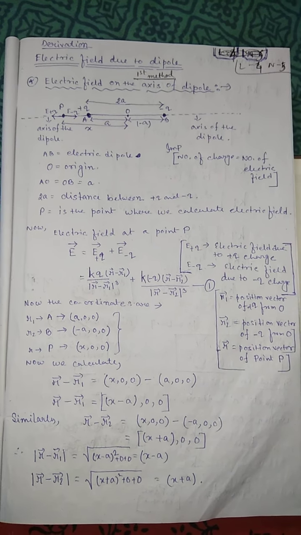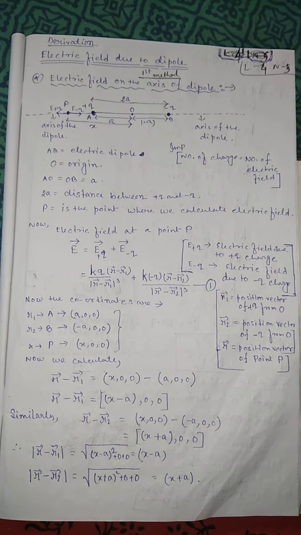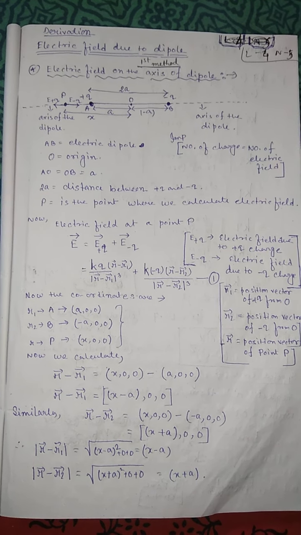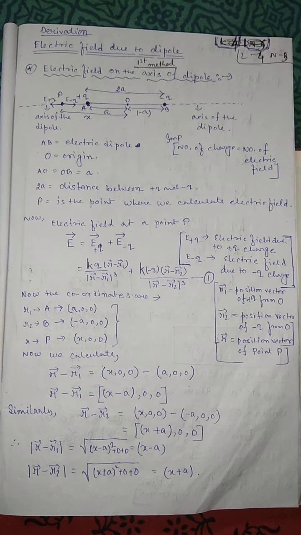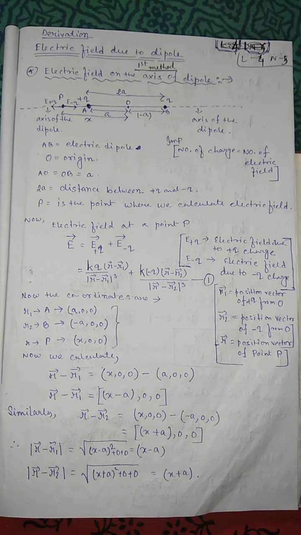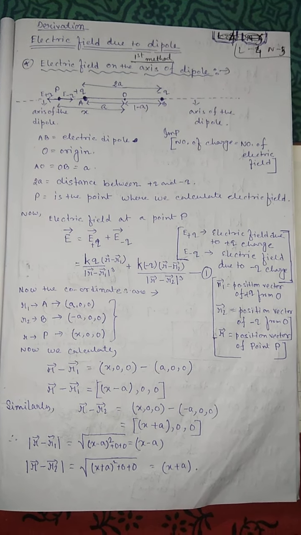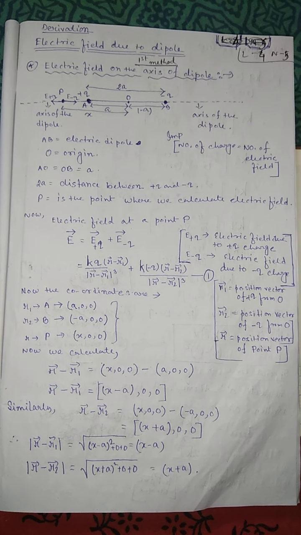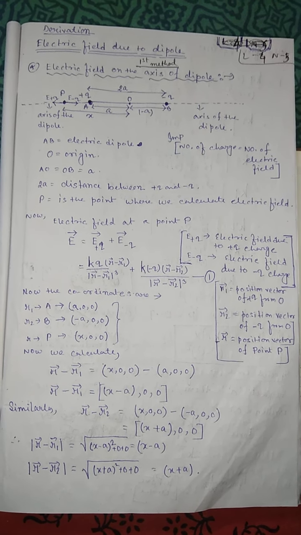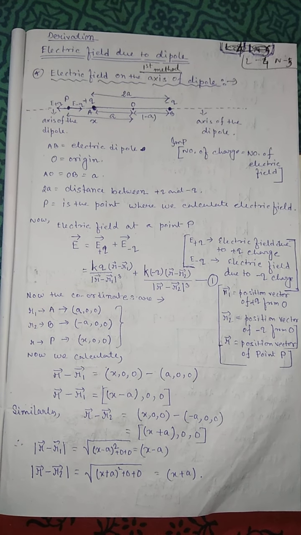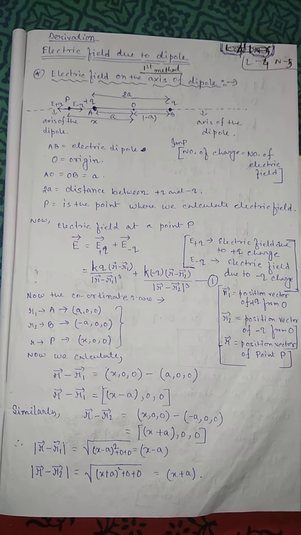Okay, so dear student, today we discuss some derivations related to the electric dipole. In the last class we studied what an electric dipole is. It is a system or construction of two equal but opposite charges, situated at a finite distance.